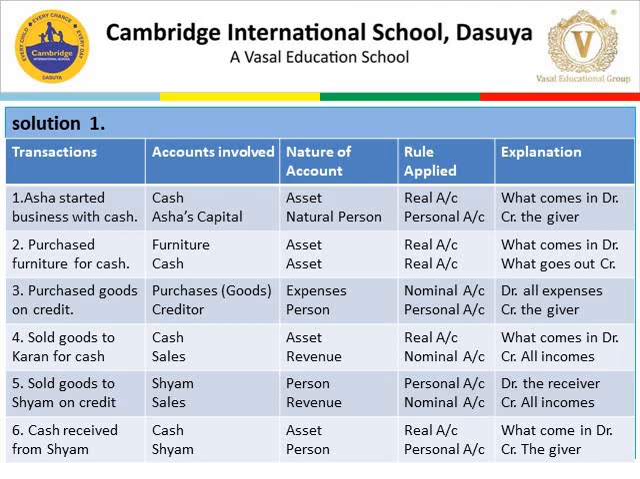Now number 2, purchased furniture for cash. Now here we have to identify the transactions, what accounts are involved. So furniture we have purchased and against the furniture we paid cash. So we found 2 accounts, furniture and cash, involved in the transaction. Furniture is an asset, cash is also an asset. So both are real account. The rule applied is real account, and the explanation is what comes in, debit for furniture, and cash is going out. So what goes out, credit. Hope you all understand this point also.